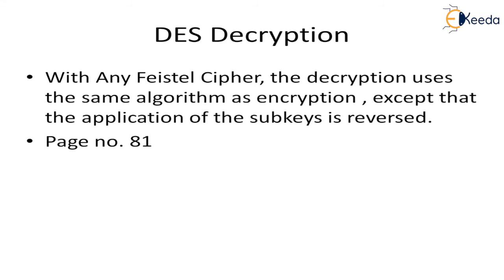The DES decryption process is similar, exactly the reverse of the encryption. As with any Feistel cipher, the decryption uses the same algorithm as encryption, except that the application of the subkeys is reversed. It is written on page number 81 of the Cryptography and Network Security book by William Stallings.